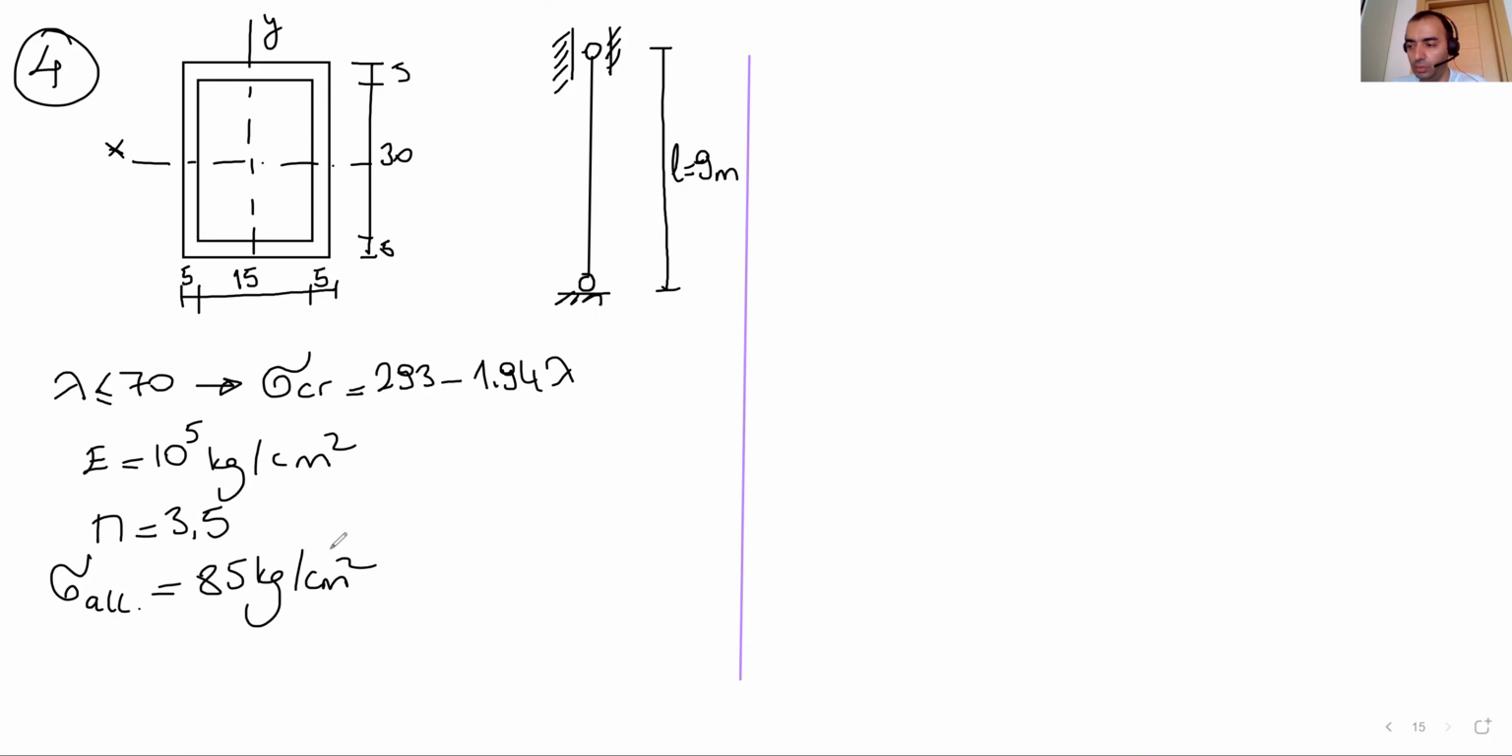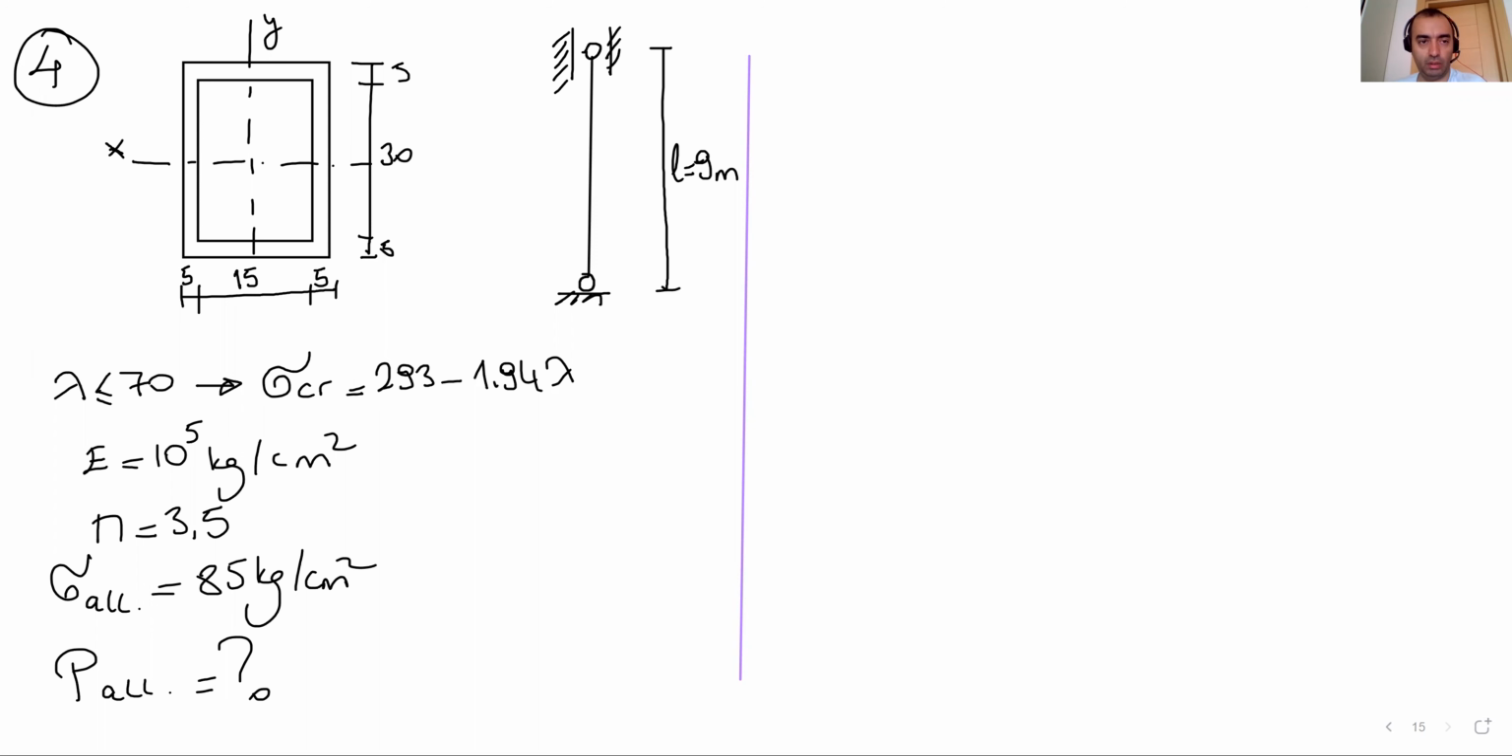So calculate the allowable force. Okay. Here the method is always the same. You have to get lambda. To get lambda, we need the minimum radius of gyration. To get the minimum radius, we need the minimum moment of inertia.